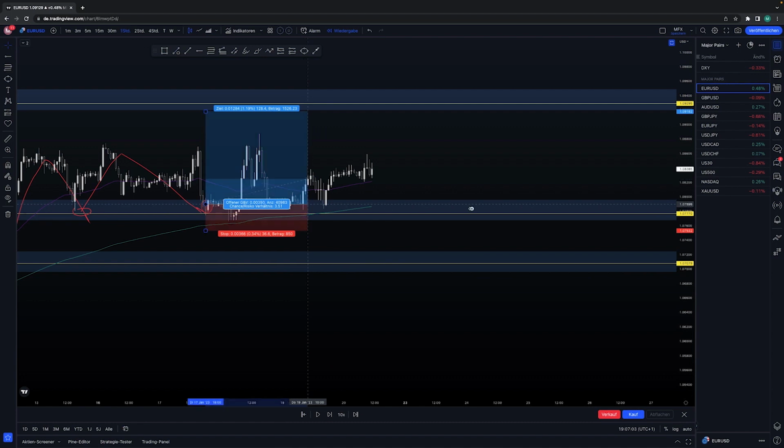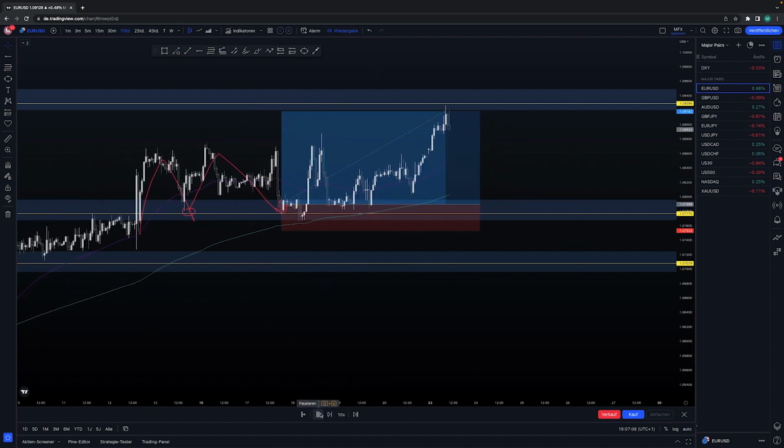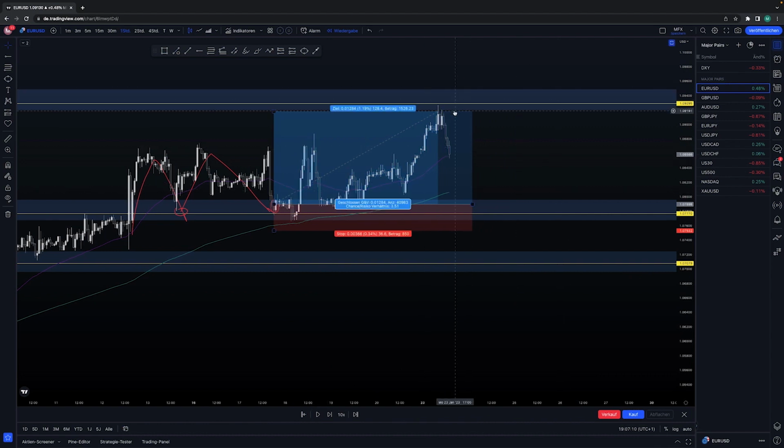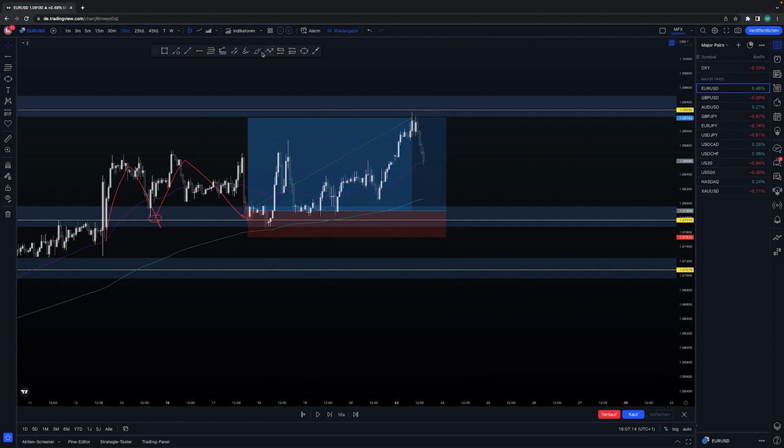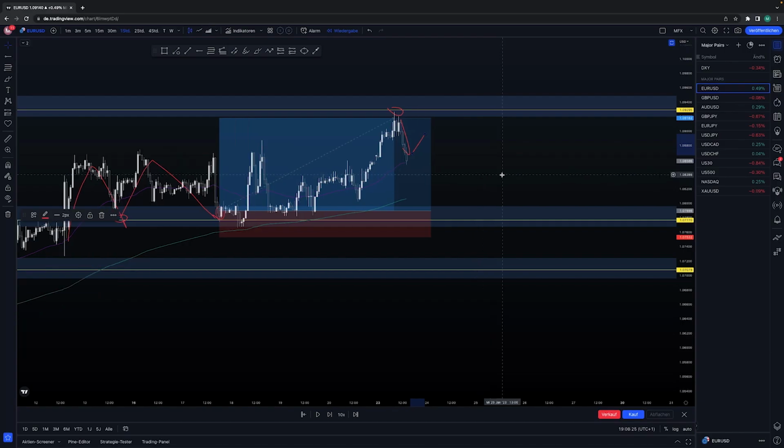So let's drag this a little bit out here and let's play this out further. And we're shooting up and taking out my take profit. And you can see how right away the market reacts on this area and sells off again, right? So that's always my 3-step process here guys.